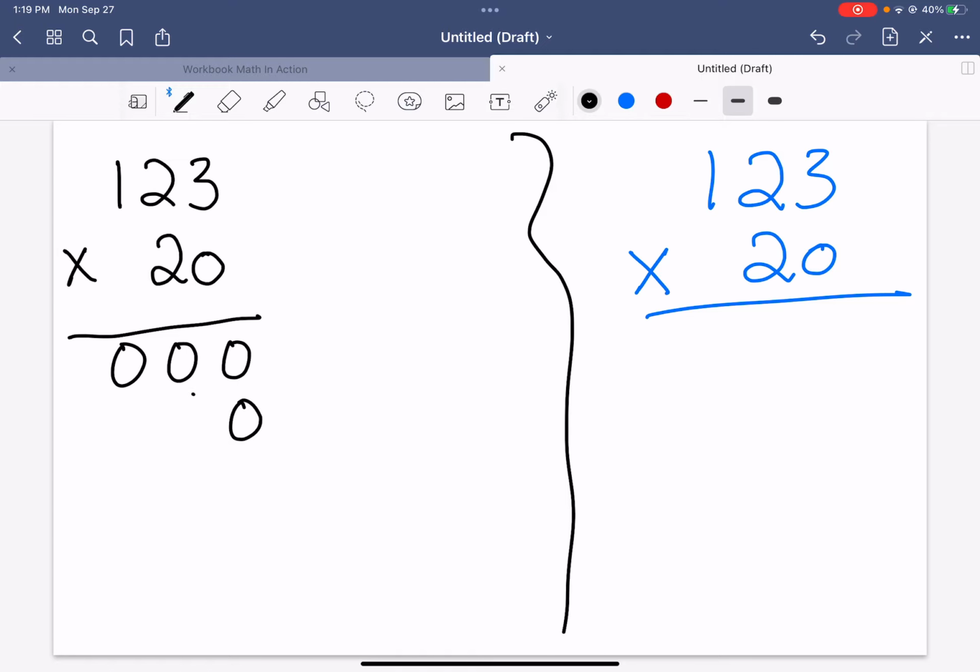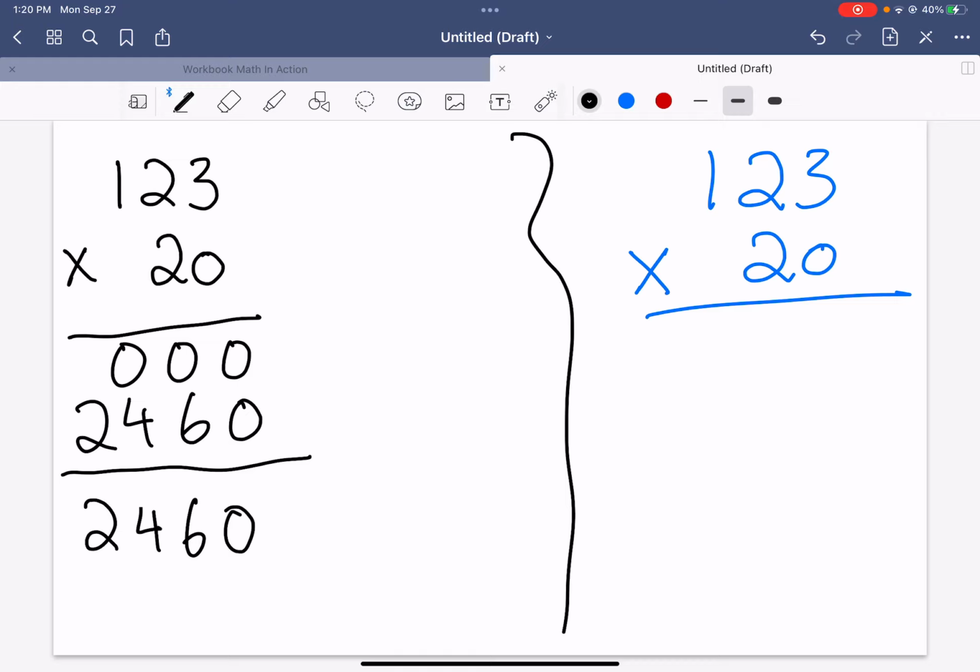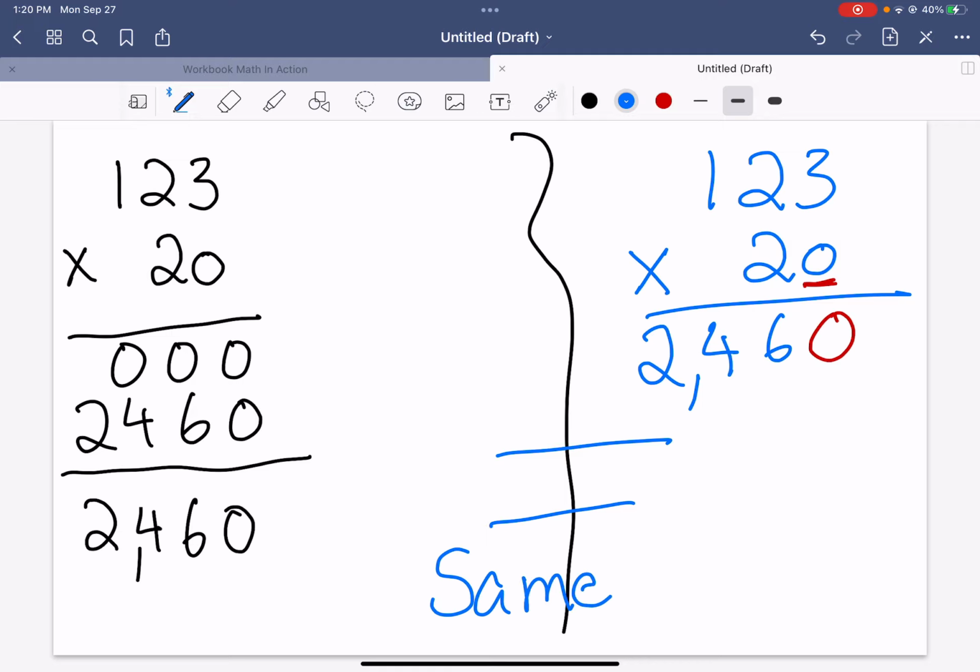3 times 2, 6. 2 times 2, 4. 2 times 1, 2. Right, we add everything up. We get 2,460. Right, so here we have 1 0. We can just say 1 0. And then 3 times 2, 6. 2 times 2, 4. 2 times 1, 2, right? They're the same, right? Equals the same. But this way is easier, right?